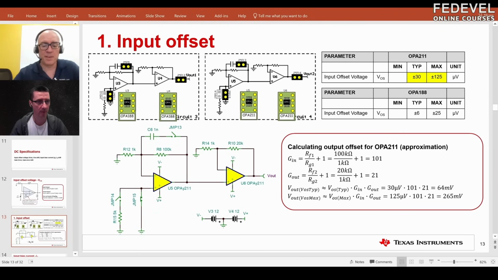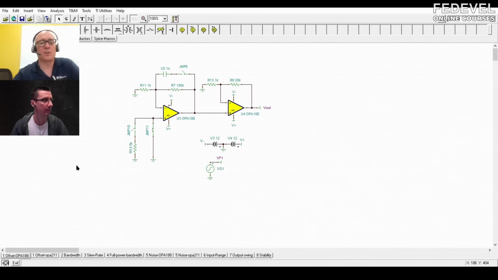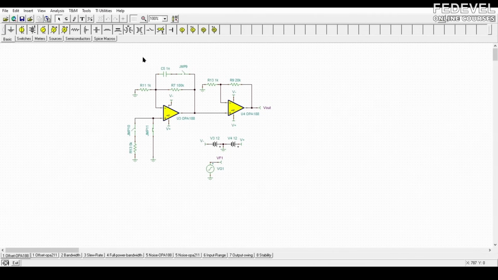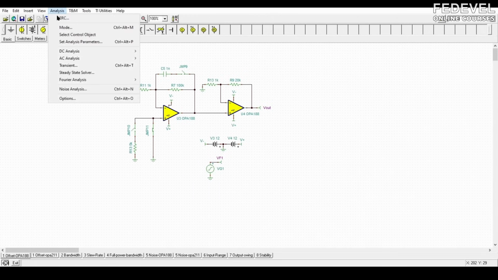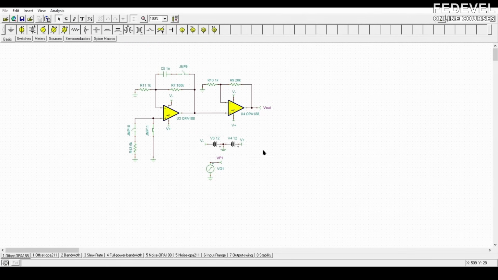So we can simulate this. Let's take a look at that real quick. Here's our circuit in TINA-SPICE with a 12-volt power supply, and the input is grounded. I can just say analysis, DC analysis, calculate nodal voltages, and it'll give you the DC voltage at all the probes.